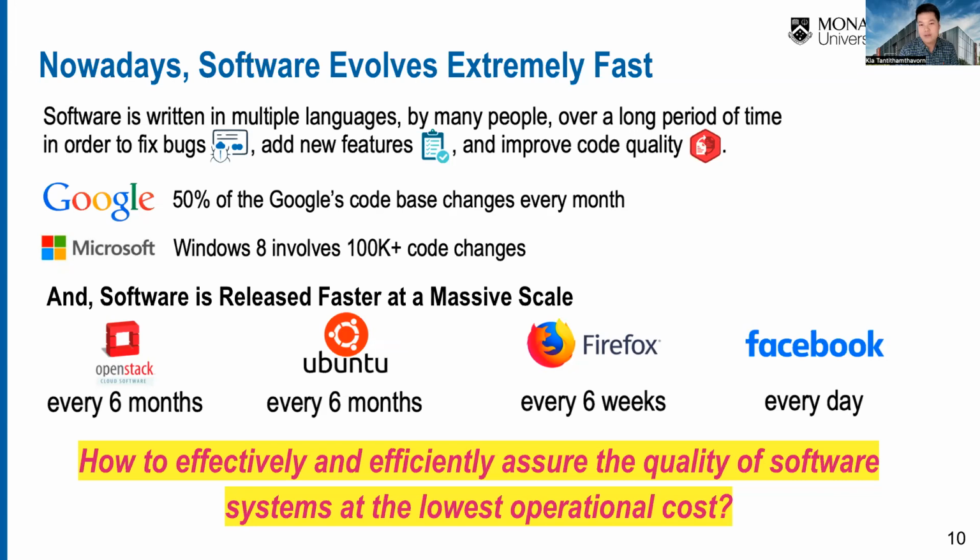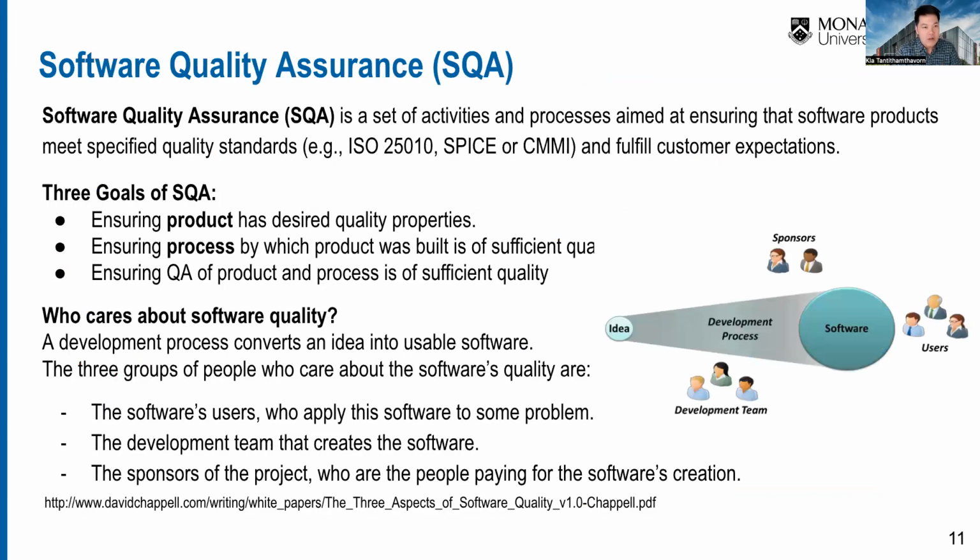That's why we need to learn about software quality and testing, to design and test the software effectively. Okay, we cannot do it manually at all. When we talk about software quality assurance, by definition, it is a set of activities or processes aimed at ensuring that software products meet the quality standard, right? And when we talk about the quality standard, it could be ISO, SPICE, CMMI, this kind of standard, to fulfill the customer expectation.